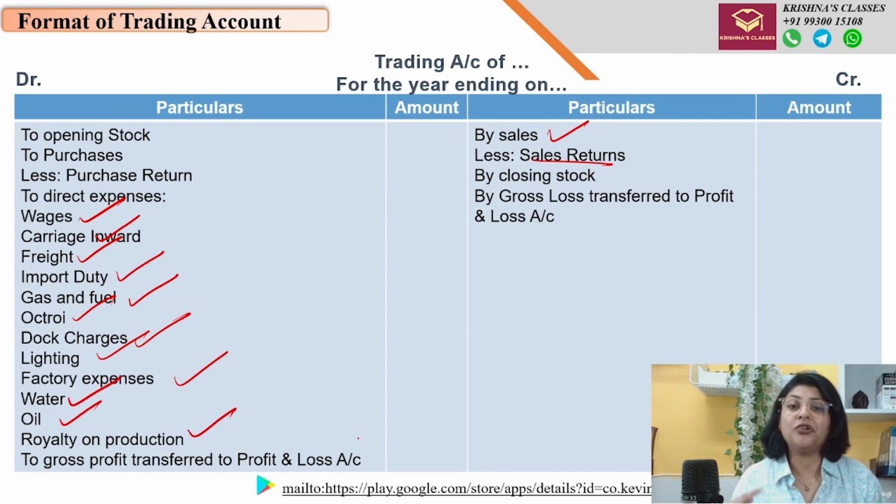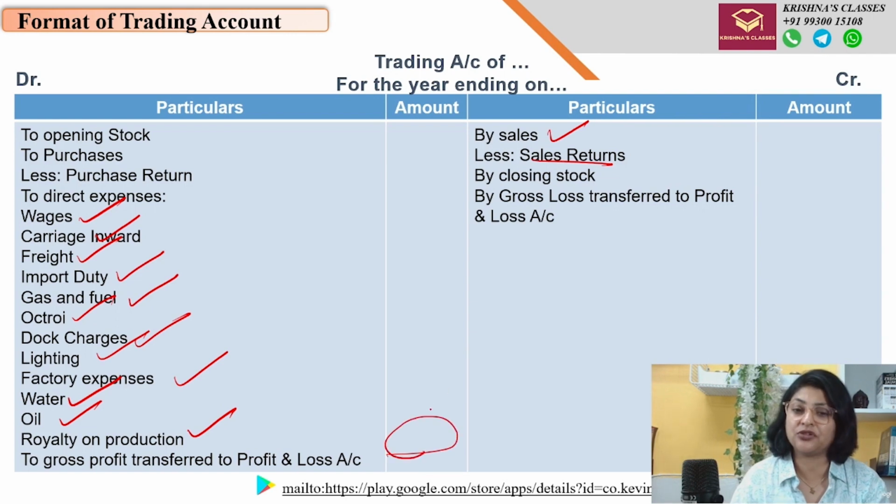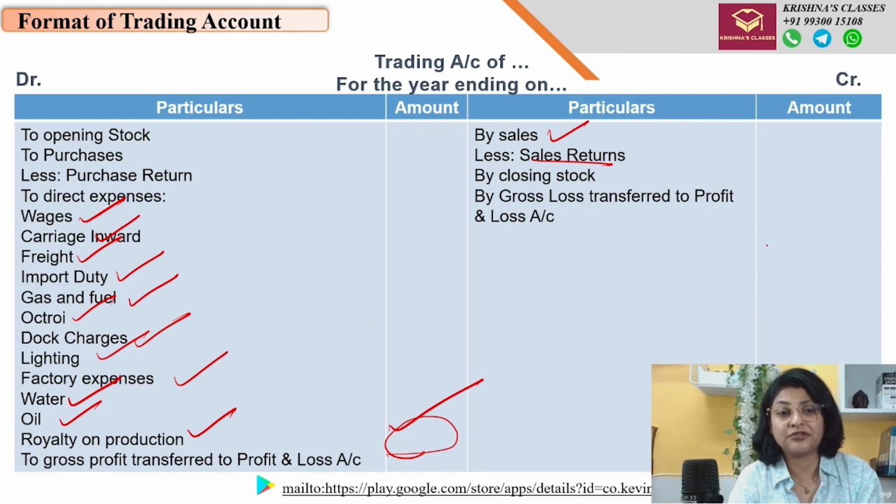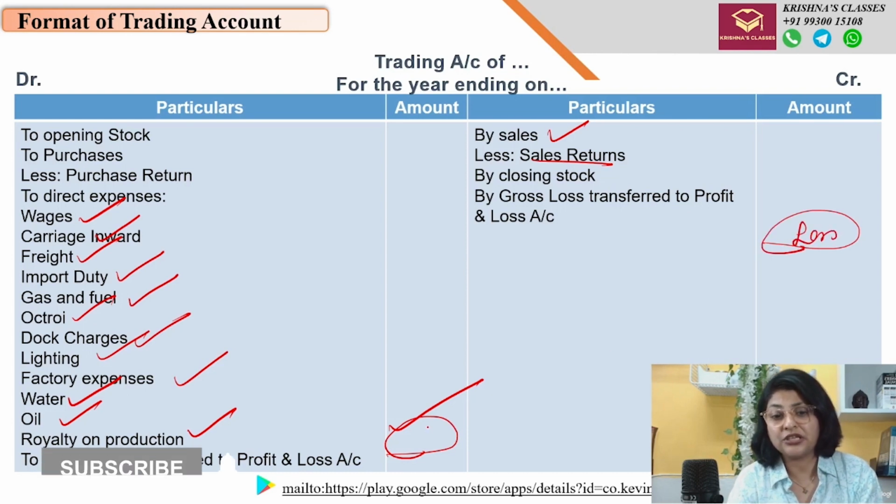At the end, what do we do? We calculate the total of the credit side and the total of the debit side. In case your credit side has a greater balance and debit side has a lower balance, then the difference is known as gross profit, which comes over here on the debit side. And if this is the reverse position, meaning the balance of the debit side is higher and the balance of the credit side is lower, then this situation is known as loss. So here is loss and here is profit, students.